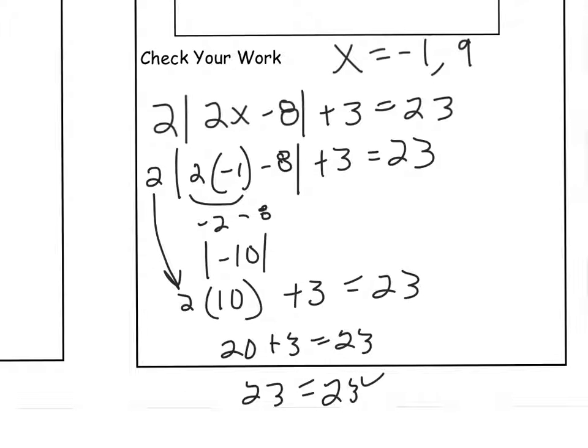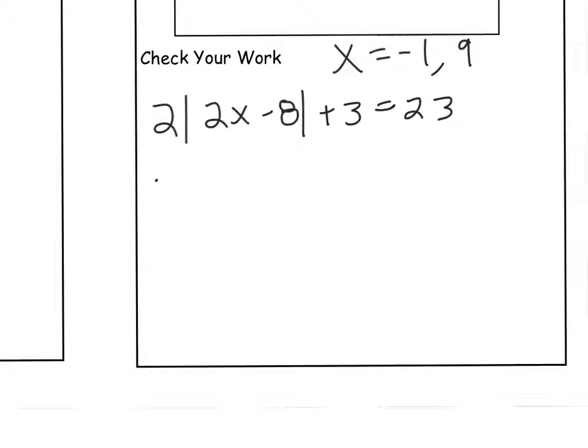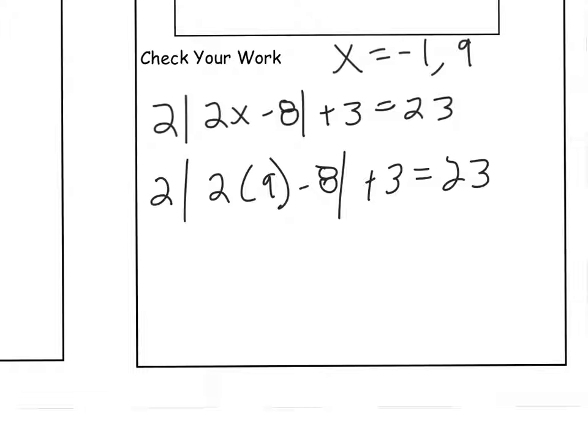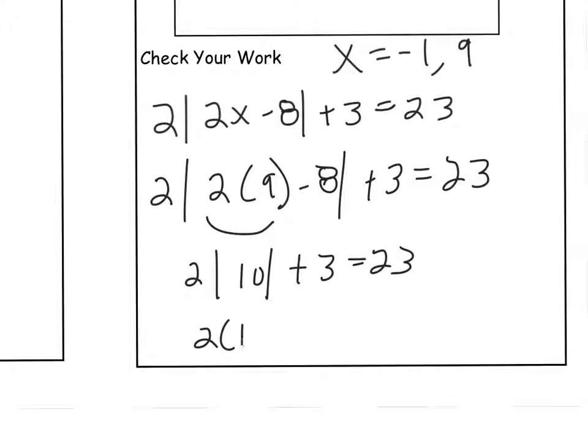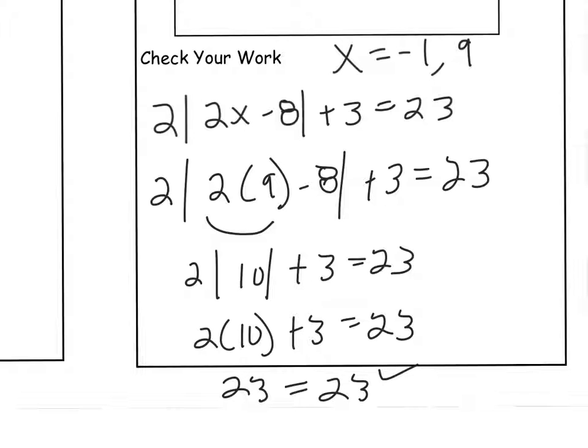So now we just have to check the second answer. Okay, so we're going to substitute in for x the 9. So we'll just substitute that in, write all this stuff out, and then we'll evaluate. Again, we'll do this part first, because it's inside the absolute value. So we have 2 times 9 is 18, minus 8 is the absolute value of 10, times 2 plus 3 equals 23. Okay, absolute value of 10 is 10, so we have 2 times 10 plus 3 equals 23, and again, we get to see that 23 equals 23, and so the second answer is also correct.